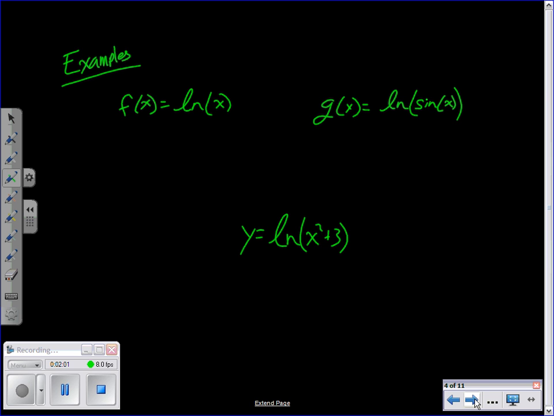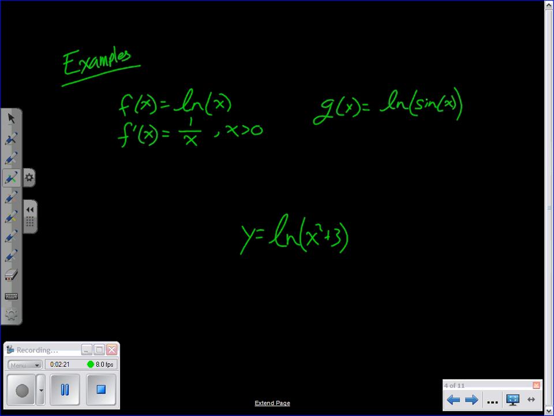Say we take something like f of x equals natural log of x. To find the derivative, it's a very simple one. We take the derivative of what's inside the natural log. The derivative of x is 1. And then we divide it by what's inside the natural log, so in this case, x. We just need to tack on the stipulation whenever x is greater than 0.